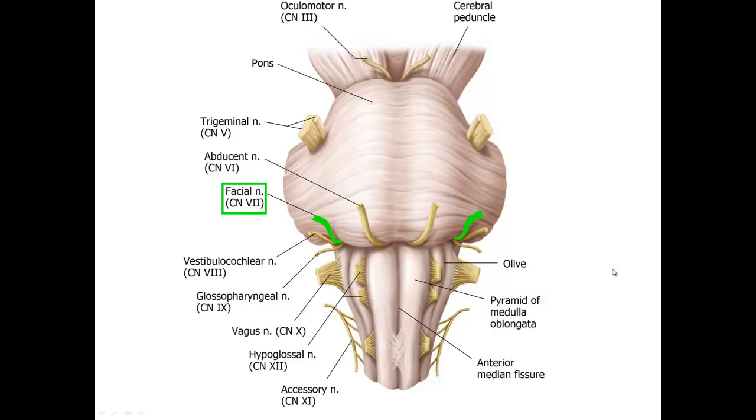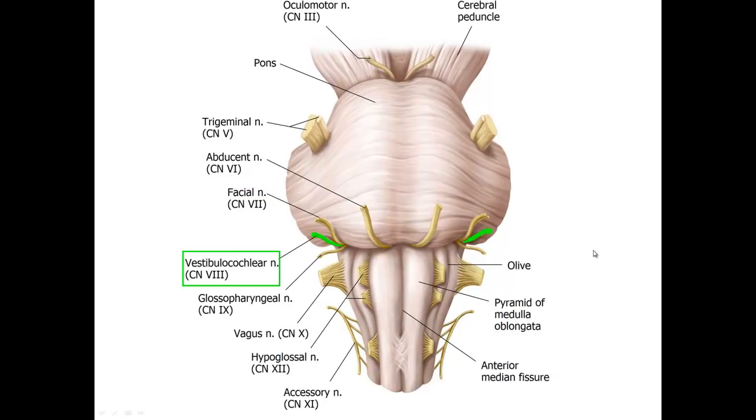So facial nerve is primarily responsible for the movements of the face that allow for facial expression, and it's also responsible for taste in the anterior 2/3 of the tongue. Slightly lateral to our facial nerve, we're going to have our vestibulocochlear nerve. The vestibulocochlear nerve is going to be responsible for our sense of hearing and our sense of balance.